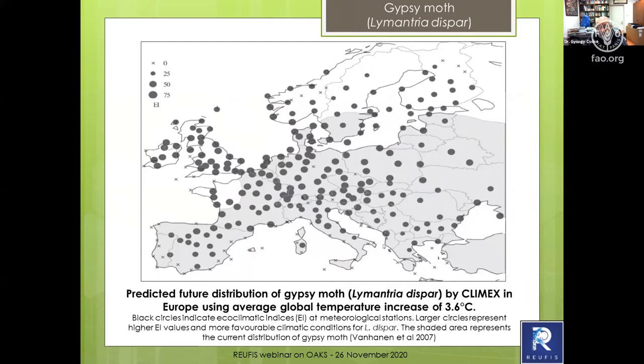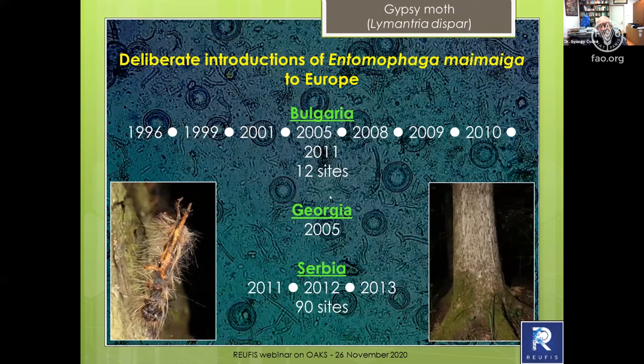But there is a player, an actor on the stage, which will act in exactly the opposite direction in the case of gypsy moth. This is an entomopathogenic fungus called Entomophaga maimaiga, and it was deliberately introduced to Europe, to Bulgaria, Georgia, and Serbia many times, and causes very serious mortality in gypsy moth populations, and it seems to regulate the species quite well.